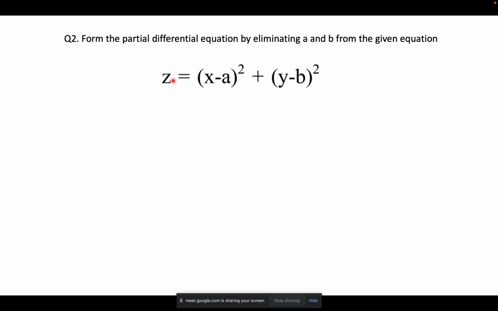So again, in question 2 you are given the equation z is equal to x minus a whole square plus y minus b whole square, right? Now again you see this equation has two constants. So in order to form the partial differential equation, we can use the method of arbitrary constants, where you can eliminate both a and b, and then you will get your partial differential equation. So again let's go through the solution of this problem.